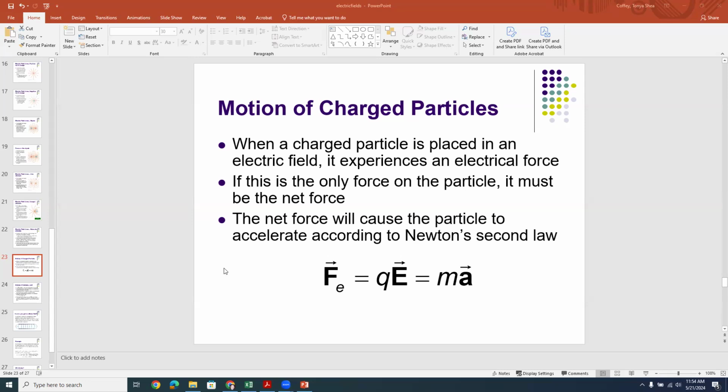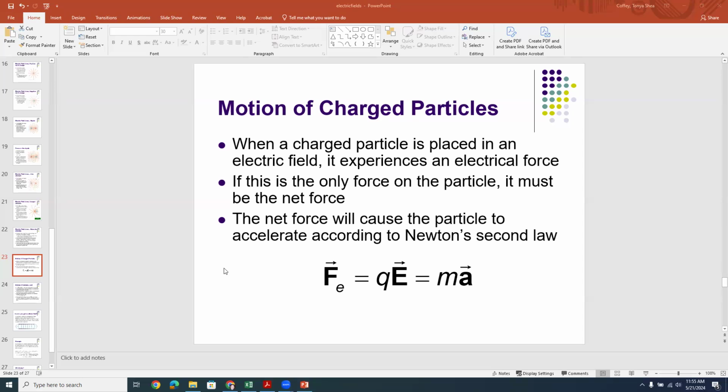Remember that anytime you have a force caused by an agent, in this case, the force is caused by the electric field on a charge, and the equation for that is F equals QE. But anytime you have a force, you can always set that equal to Newton's second law. That force will also equal the mass times the acceleration of the object. So here we can say that the force, which is always defined as MA, is equal to QE. So that means that QE equals MA, okay?